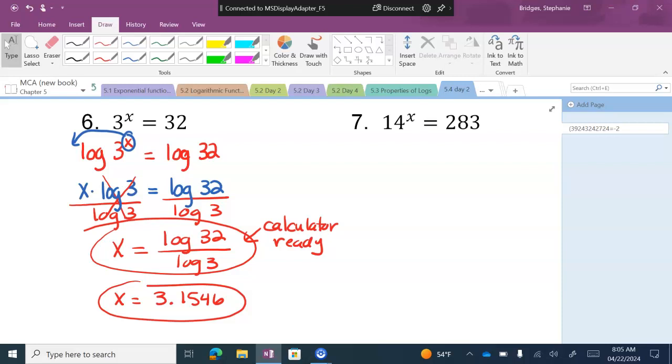Properties to get that x out of the exponent. Then get the x by itself by using your calculator.